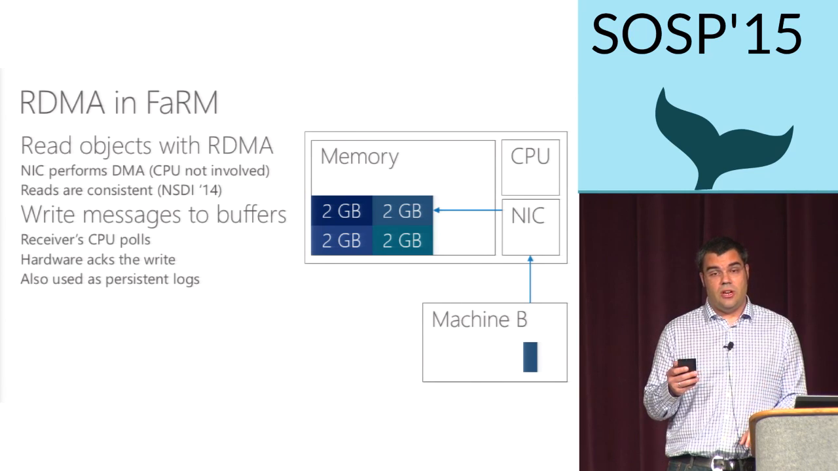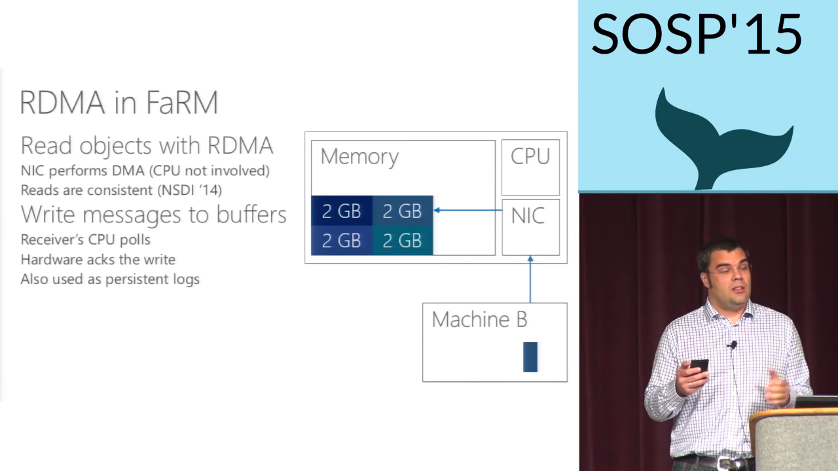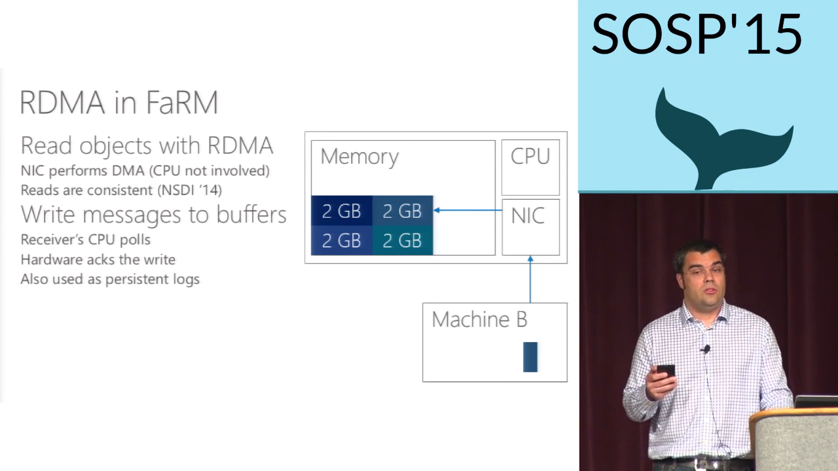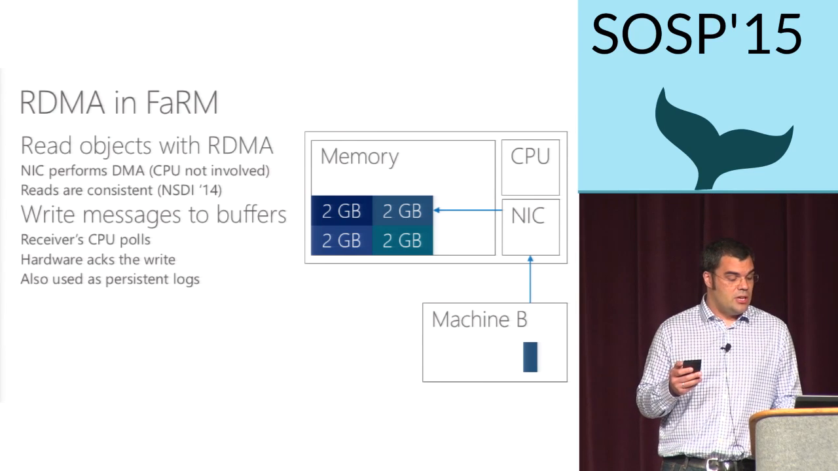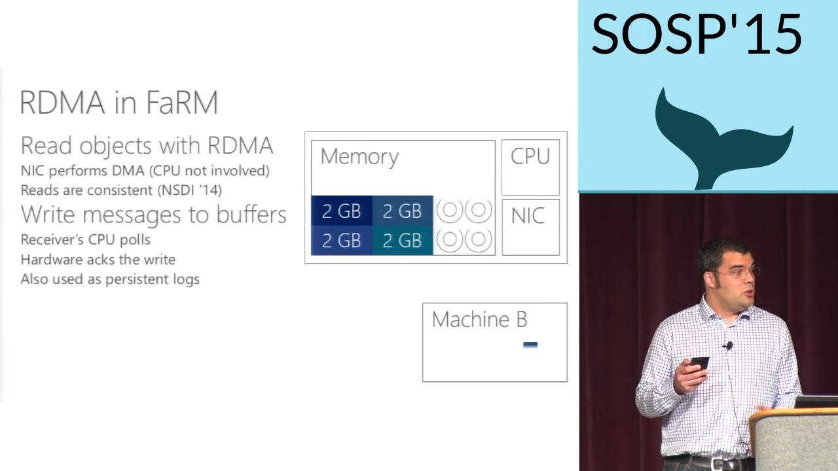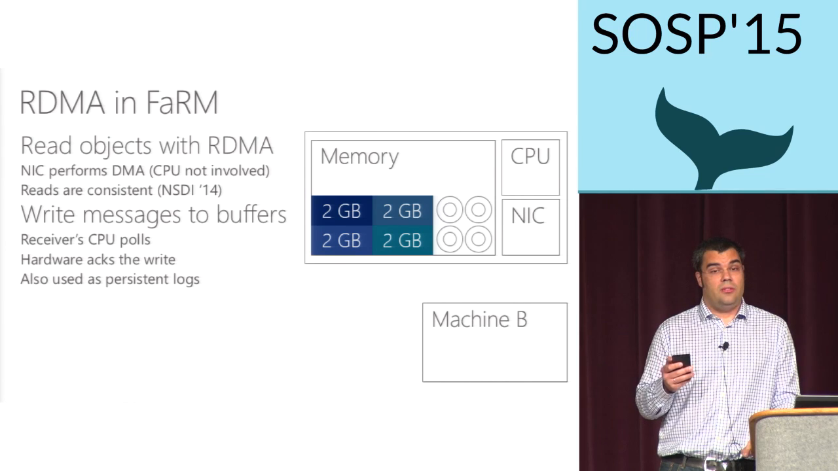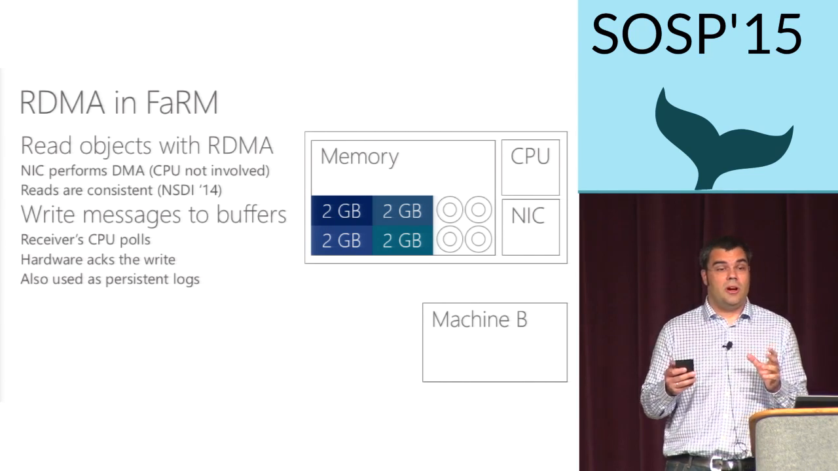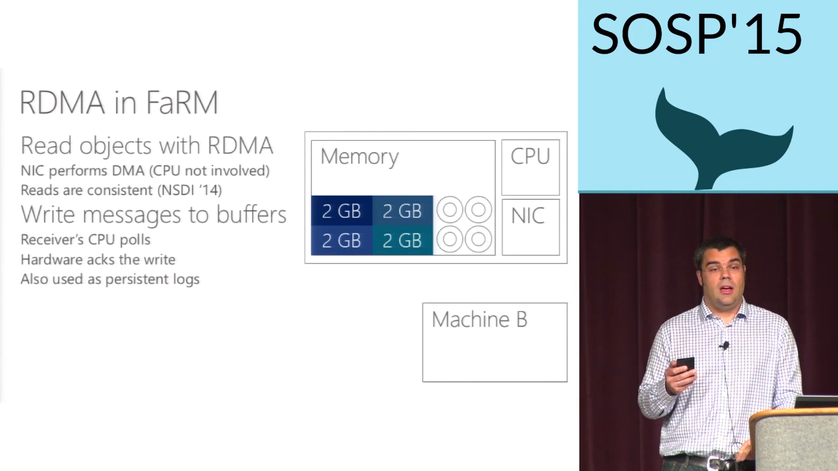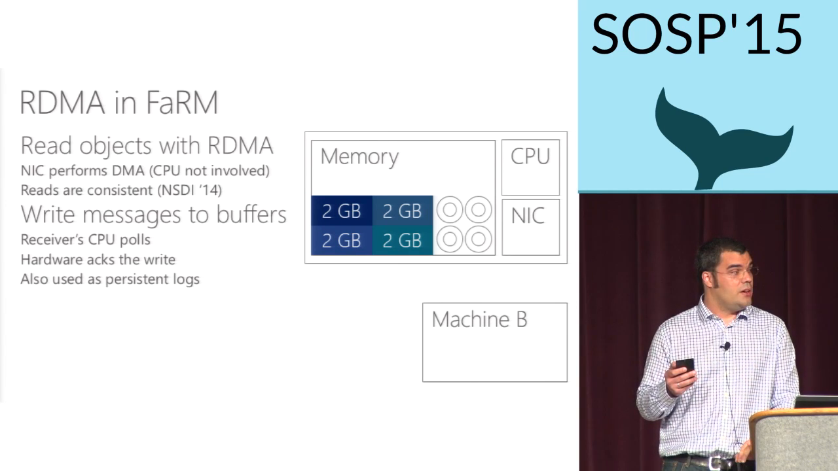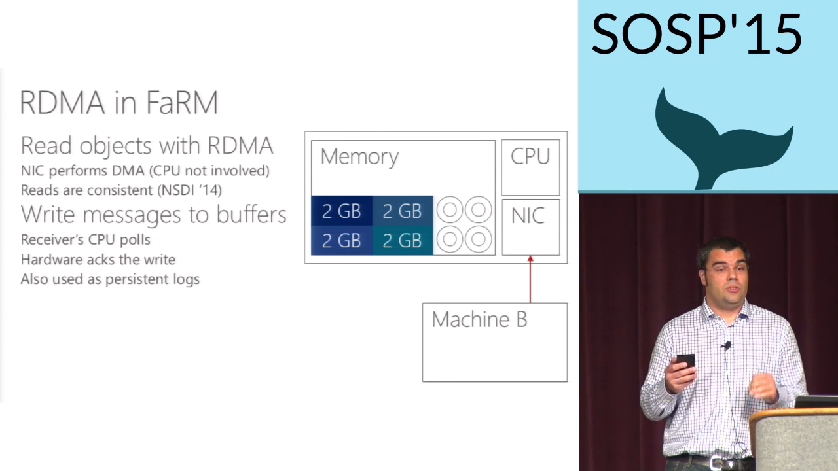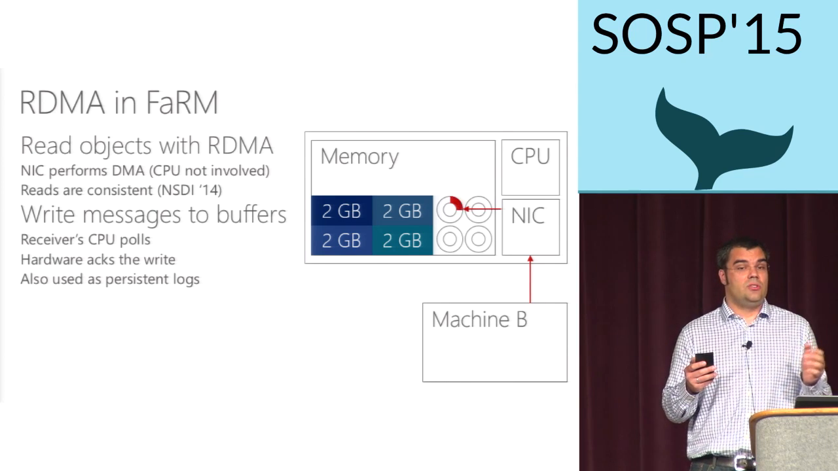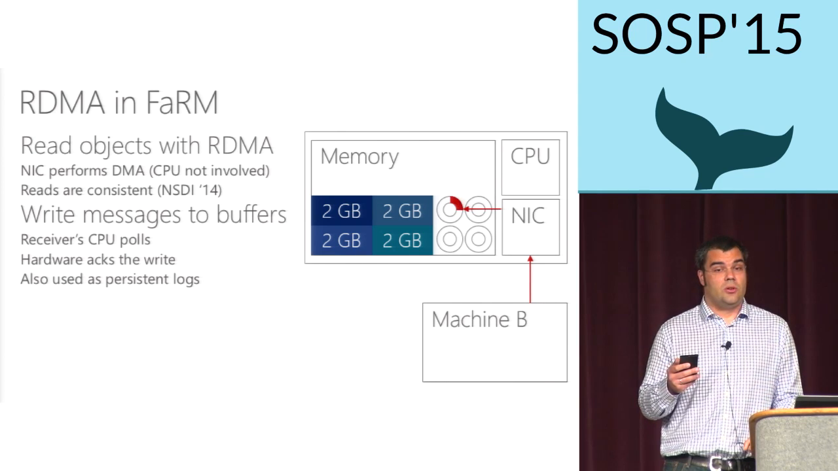We also make these reads consistent, even if there are transactions that are updating the data, but I won't have time to talk about exactly how we do this. So for this, you can have a look at our NSDI paper from last year. FARM also uses RDMA writes to implement very efficient messaging. To do this, machines allocate these circular buffers and expose them for access over RDMA. So every sender is going to have a dedicated circular buffer, and to send a message it is going to issue an RDMA write request to the NIC, which then again issues a DMA to store data in the circular buffer.